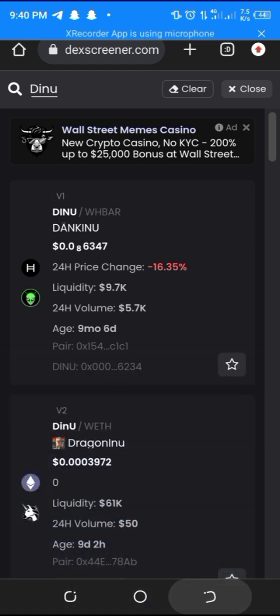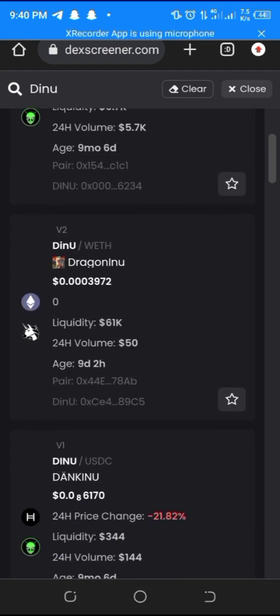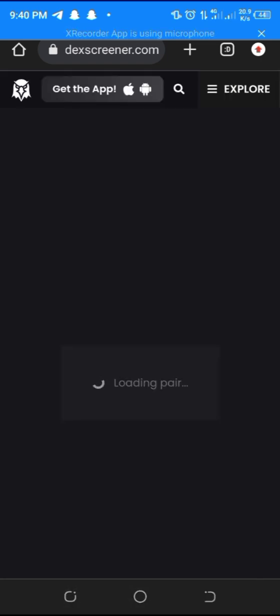Now don't ever do this, if let's say you make a mistake and you click on the one on the Ethereum blockchain. Once it loads, you will see that the screenshot is different from the screenshot I dropped. You will just see the interface is a little bit different. So let's open this one.